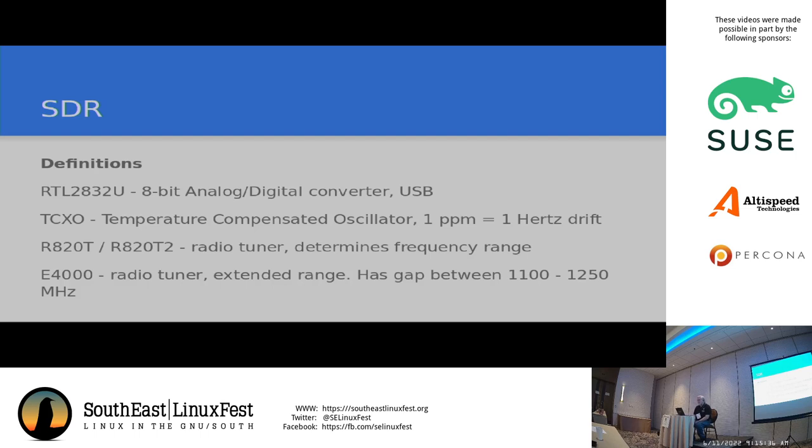I also found that there were some other devices out there with a completely different tuner chip. The E4000 has a slightly extended range on what it can tune. But by design, they have some weird gap there. I'm not sure as far as the physics of why that particular tuner chip has that gap, but it does. So that's just something to keep in mind.